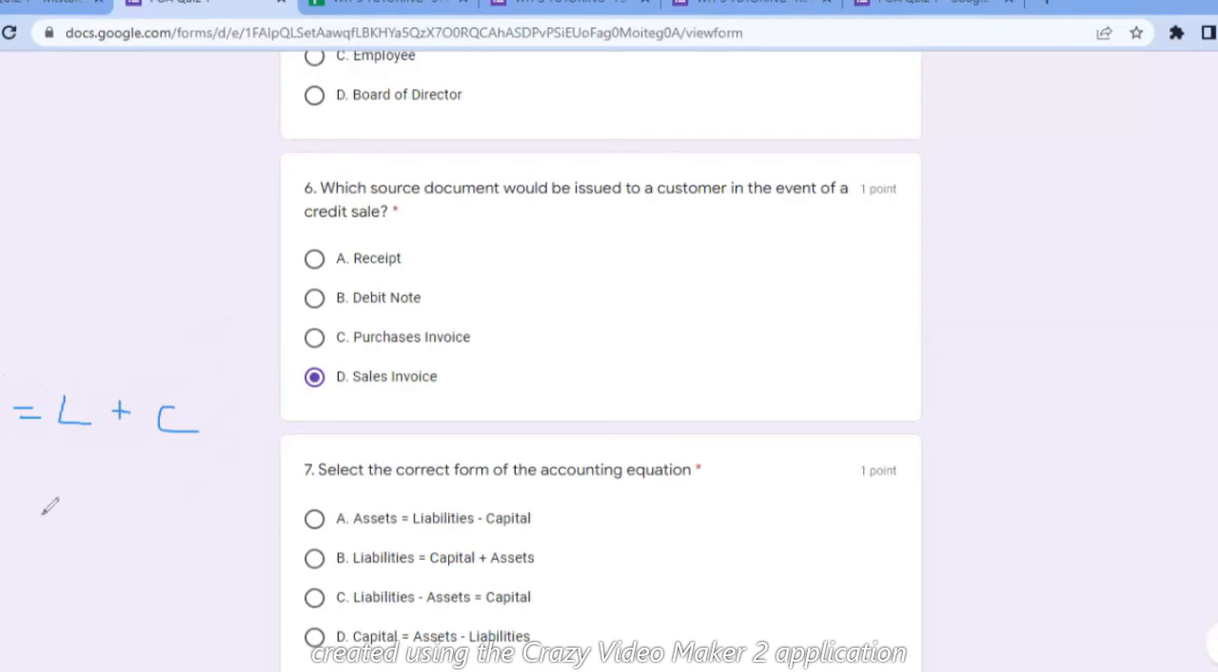This is the general format. Assets equal liabilities plus capital. But we know something named transposition, right? Listen, accounts are maths, accounts are English, accounts are everything. Accounts are economics, accounts is everything.